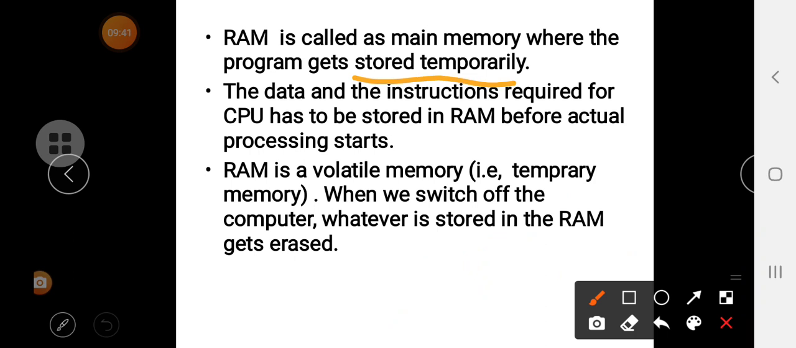The data and instructions required for the CPU have to be stored in RAM before actual processing starts. Next, RAM is called volatile memory, that is, it cannot store for a longer time. If there are power fluctuations, then the data gets erased. Whatever data is stored in the RAM will be erased. Okay, students, I hope you all are understanding.